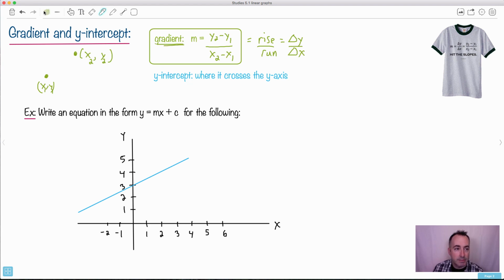Now the y-intercept, that's something else that's needed. And remember, that's just where it crosses the y-axis. So what does that mean? That's a physical thing, right? That is the y value where it does cross. So let's see if we can do this equation right here. Write an equation in the form y equals mx plus c for the following. So we're given a graph, and we need to get the equation for it.